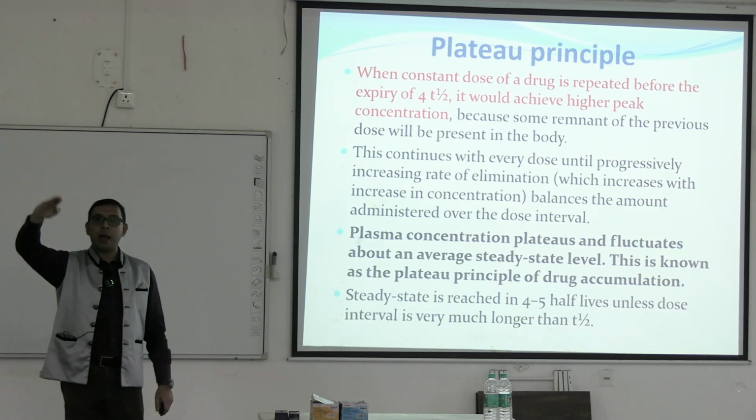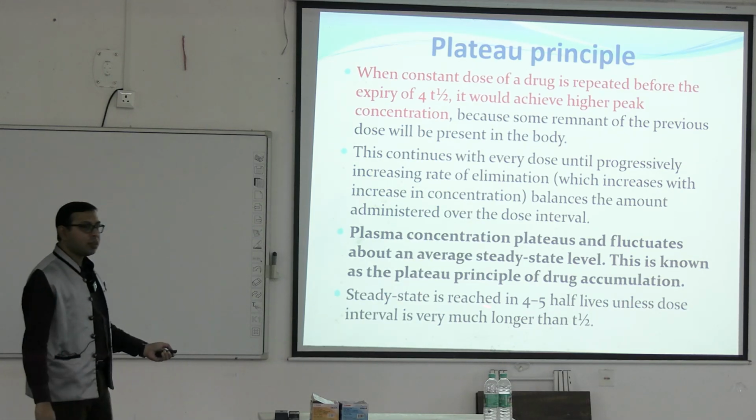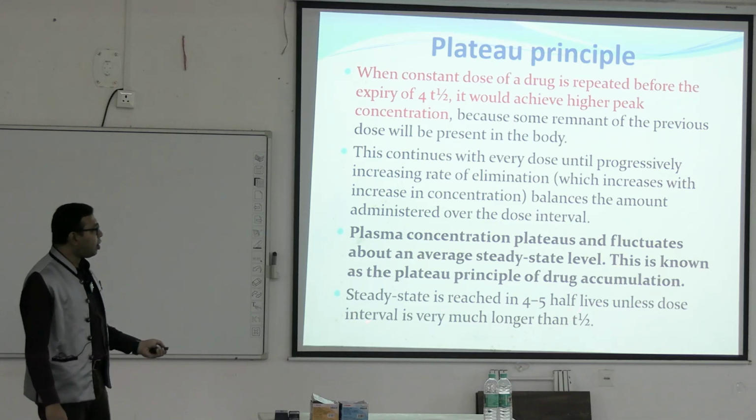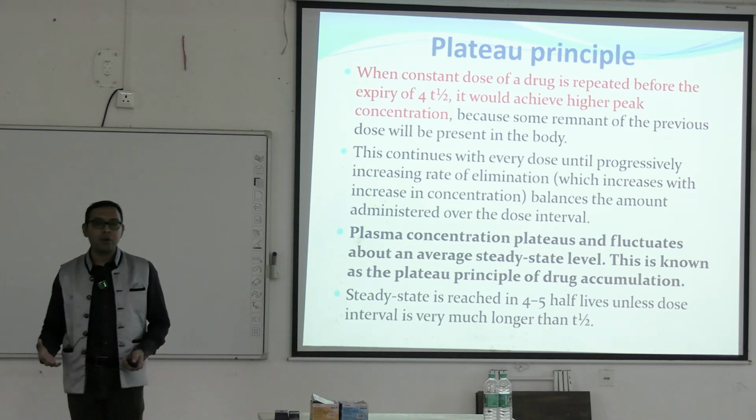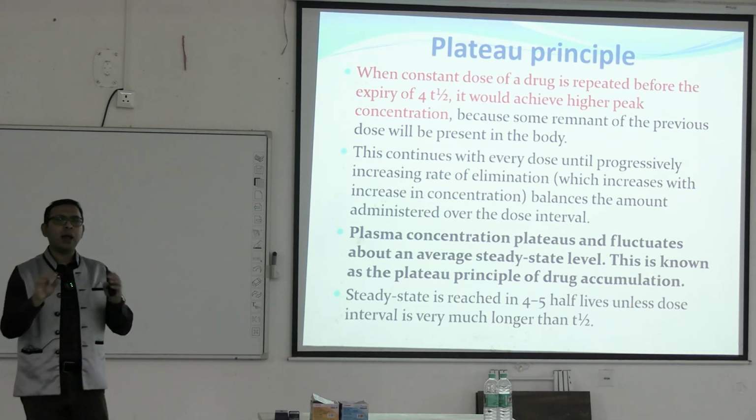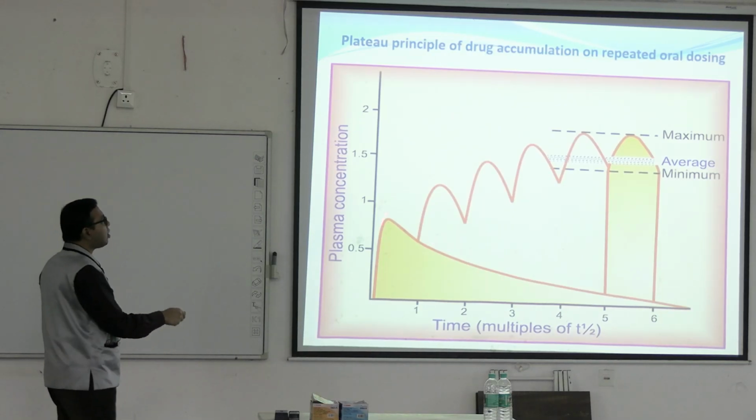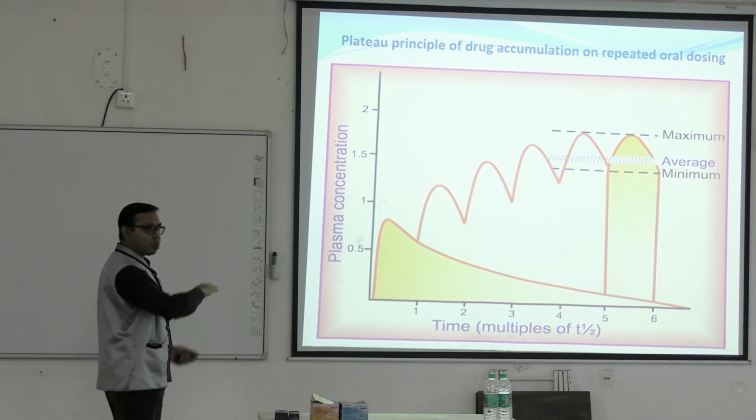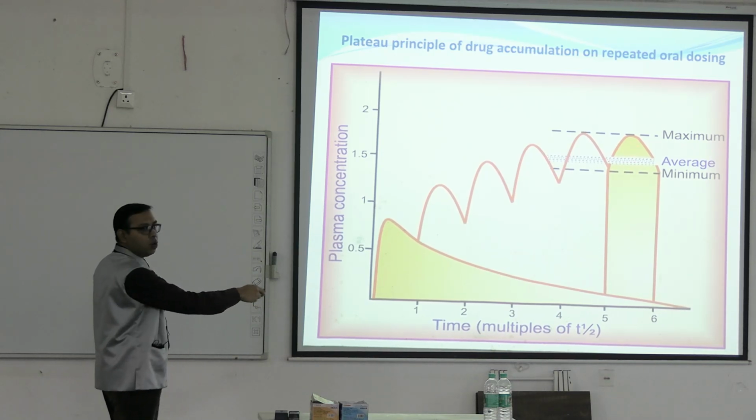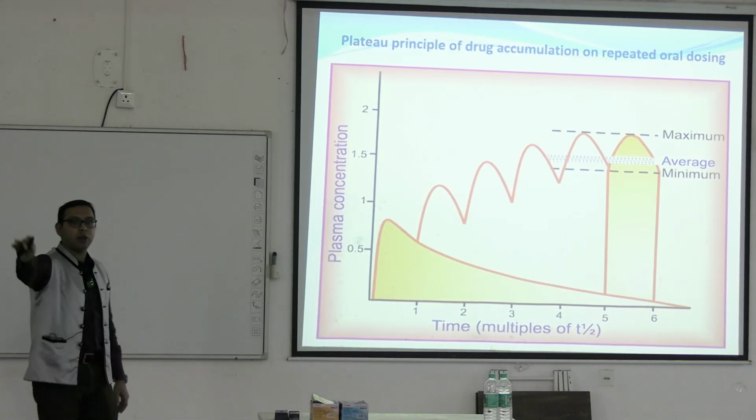Ultimately this happens after 4 or 5 half-lives, and there will be a Plateau. Steady state is reached in 4 to 5 half-lives unless the dose interval is very much longer than the half-life. So in normal administration of a drug, we can assume that the Plateau, or steady state plasma concentration, is reached after 4 to 5 half-lives. You can see here the drug is given repeatedly, and ultimately it comes to a Plateau, a straight line like this. It will continue if we continue giving the drug. If we stop giving the drug, it will drop, again as an exponential decay.